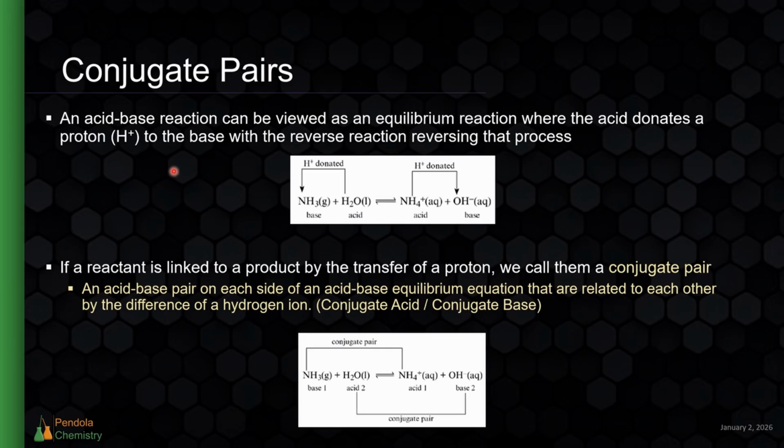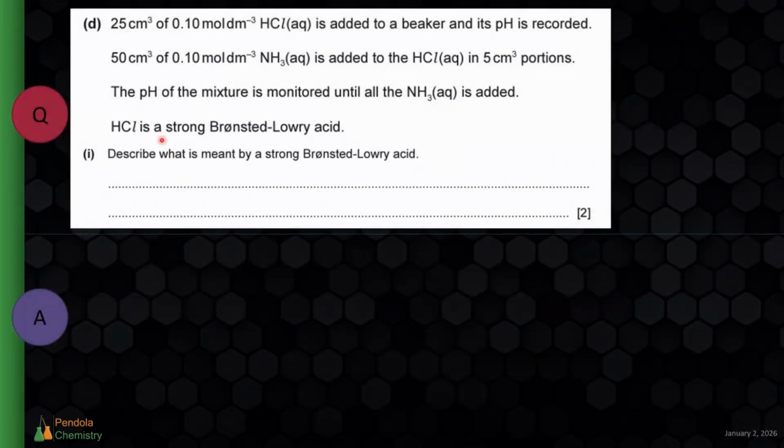So let's look at some questions from the AICE exam. In this question, we have a very wordy beginning to the question, but then a very simple definition. So let's read the heading for the question before we get into the definition. 25 cubic centimeters of 0.1 mole per cubic decimeter hydrochloric acid is added to a beaker and its pH is recorded. 50 cubic centimeters of 0.1 mole per cubic decimeter NH3 is added to the HCl in 5 cubic centimeter portions. The pH of the mixture is monitored until the NH3 is added. HCl is a strong Brønsted-Lowry acid.